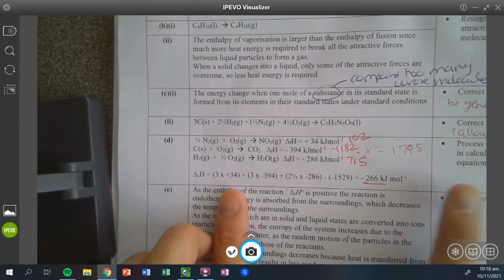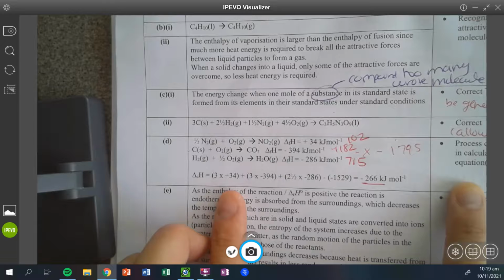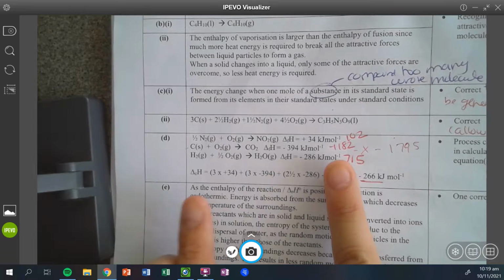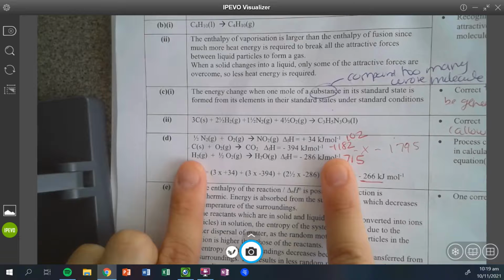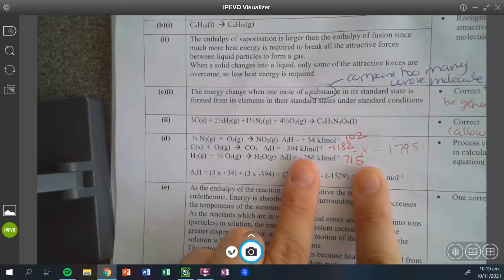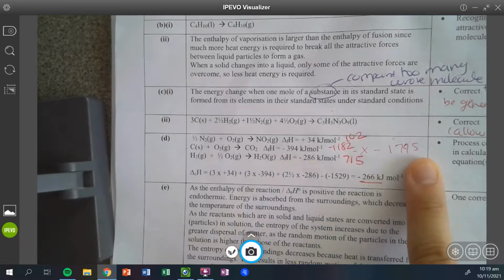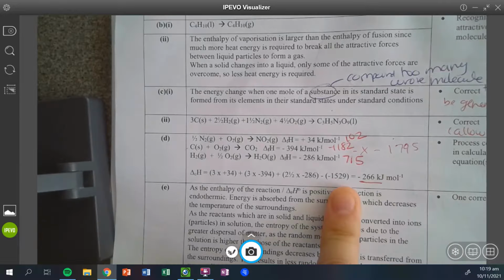So what I was looking for was correct process, but error in the calculation with the equation. For example, you forgot that, so you would have had this answer here and stopped. So the 715 would have been one. If you had forgotten to do that final subtraction, I think you guys got negative 1,795 as your answer, because you forgot to put in that last bit.